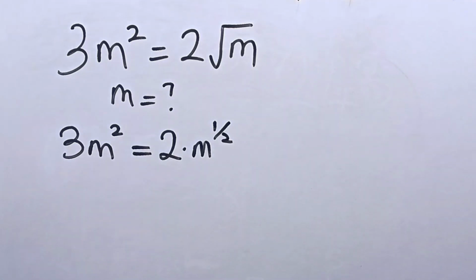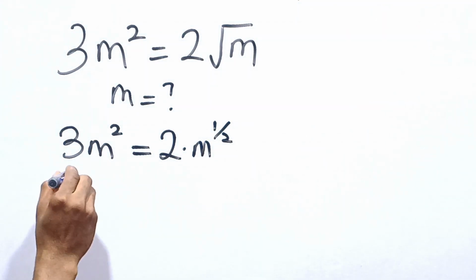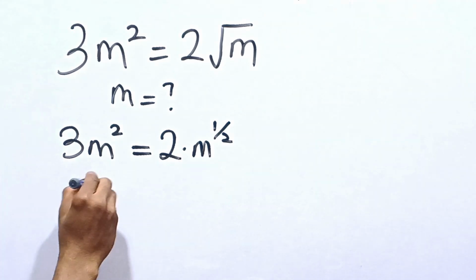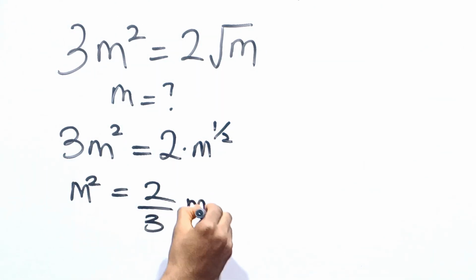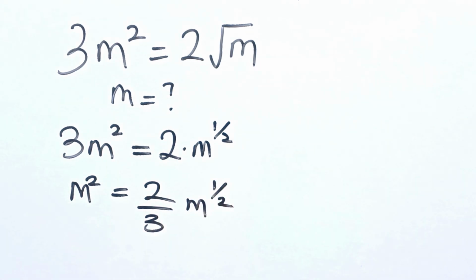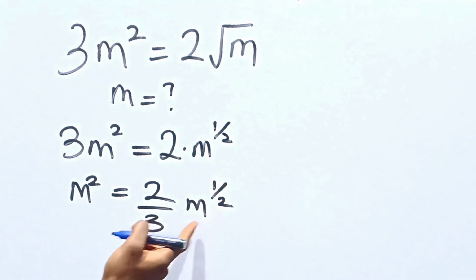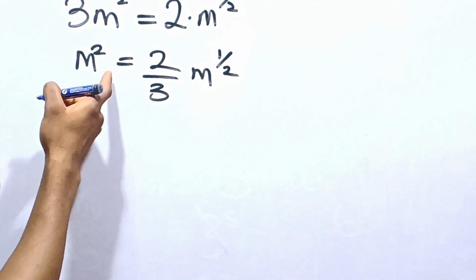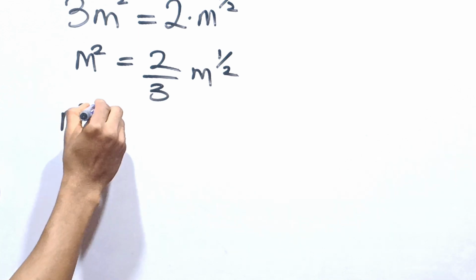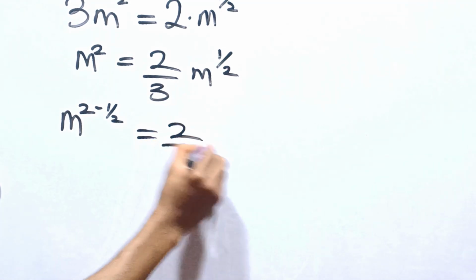At this point we can divide both sides by 3. So this side divided by 3 will give me m squared, equal to 2 over 3 multiplied by m raised to the power half. Now dividing both sides by m raised to the power half, we have m squared divided by m raised to the power half is equal to m to the power 2 minus 1 over 2, equal to 2 over 3.